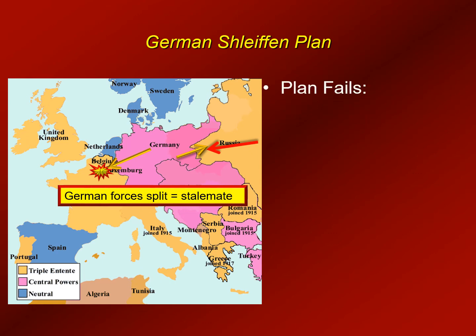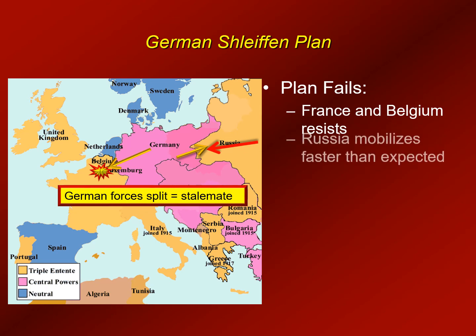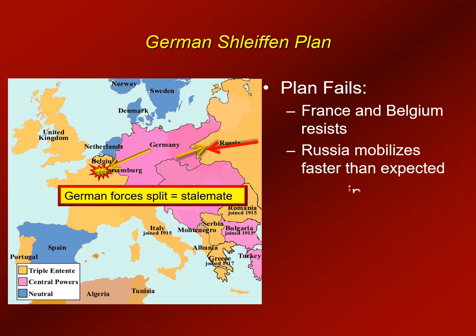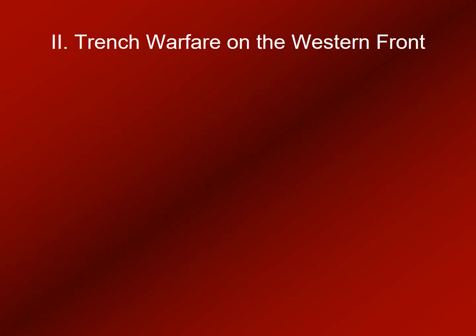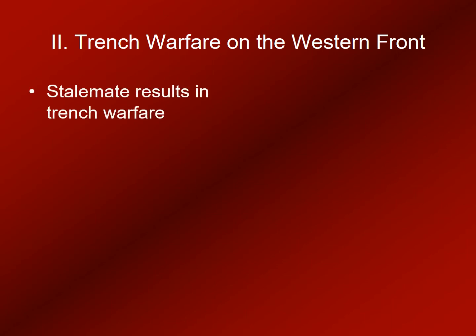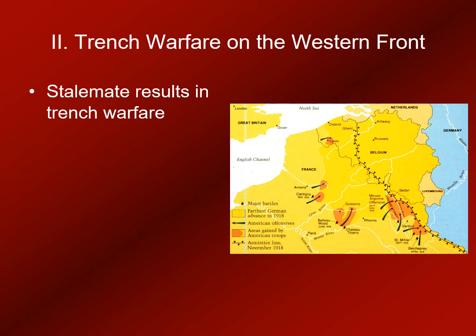The Schlieffen Plan fails. The French and Belgians resist. The Russians mobilize faster than they expected. And this results in probably the deadliest part of the war, a stalemate where neither side wins or loses. And what you have now is both sides, instead of moving and taking huge swaths of territory, end up digging trenches, trying to dig their heels in and refusing to move. And this is the infamous trench warfare of World War I.